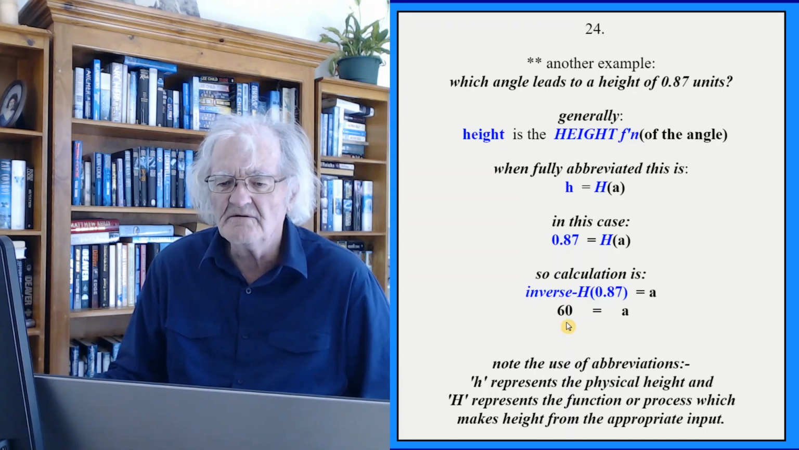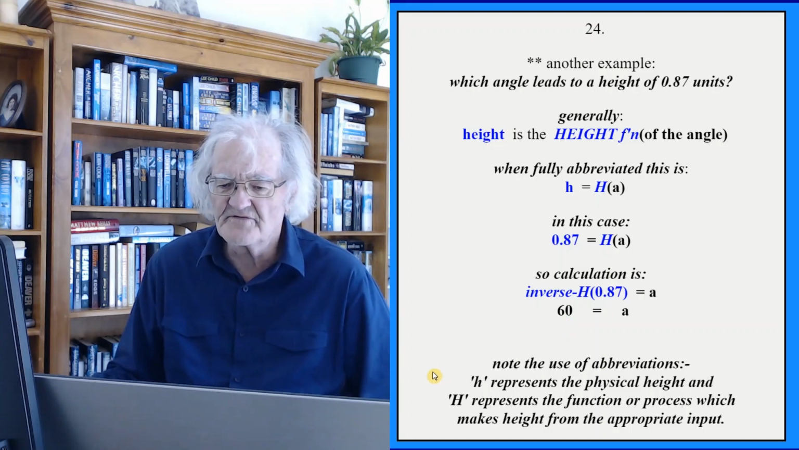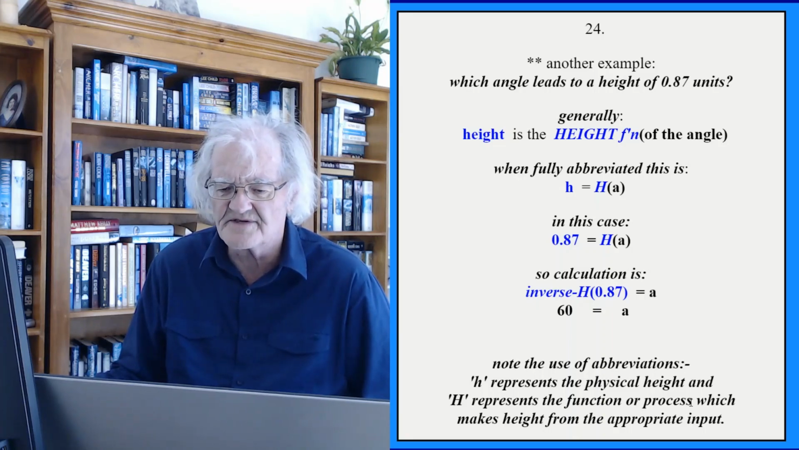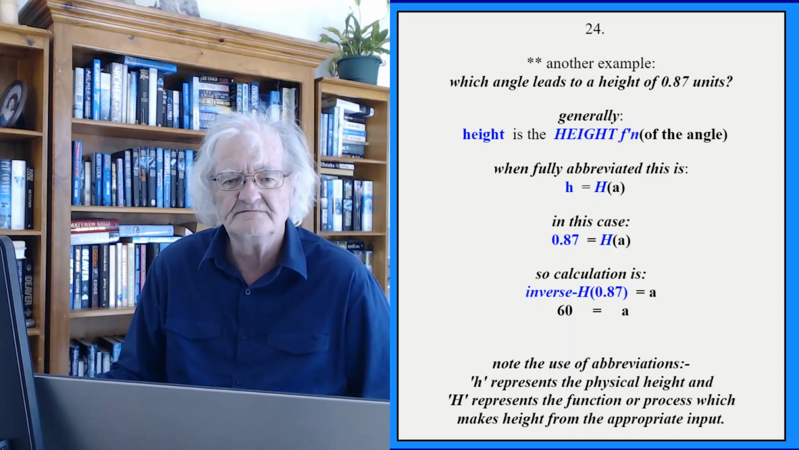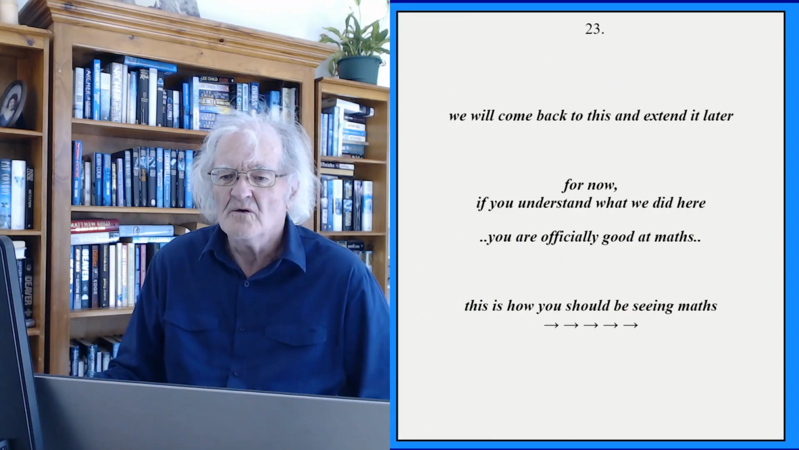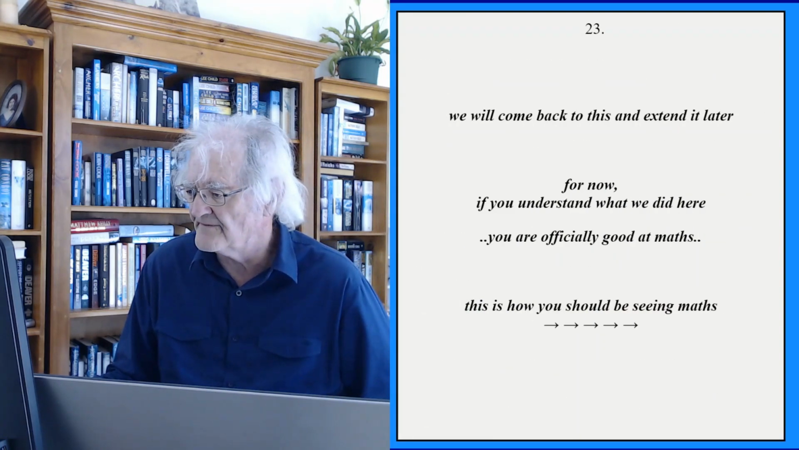Similar to before, simply different numbers. So note the use of abbreviations. Lowercase h represents the height in our example. Uppercase h represents the height function or process. And that's what makes the height from the appropriate input, being the angle. We'll come back to this and extend it later.